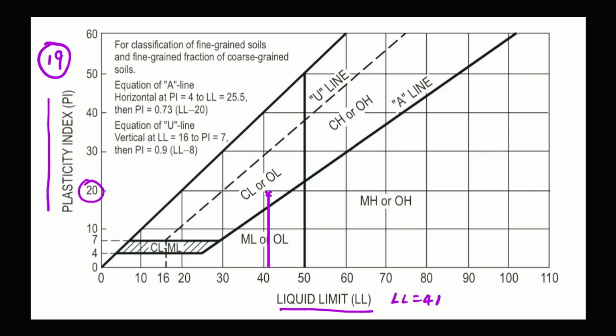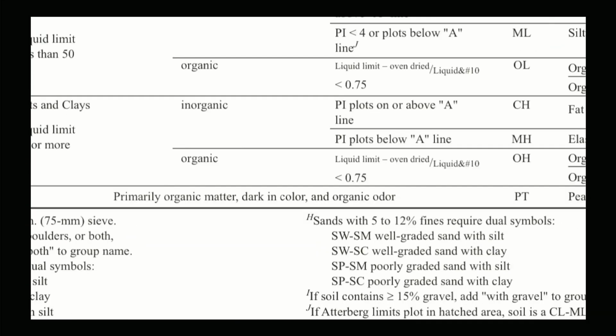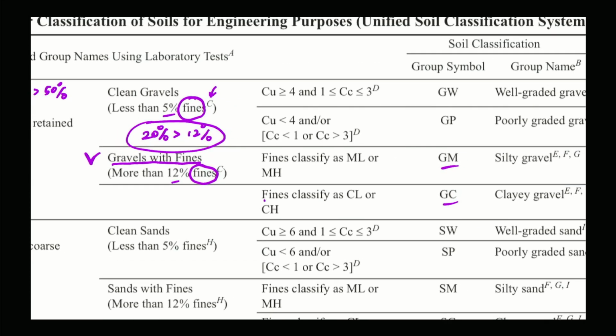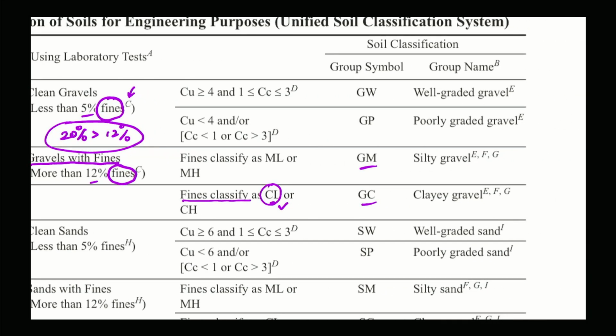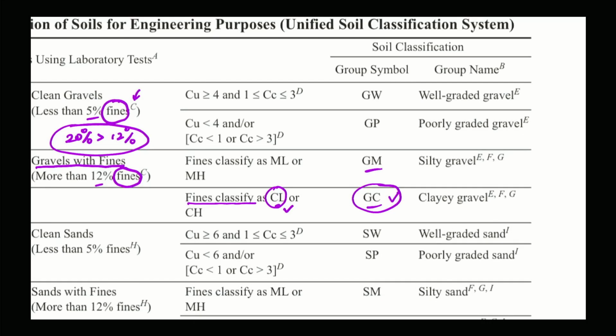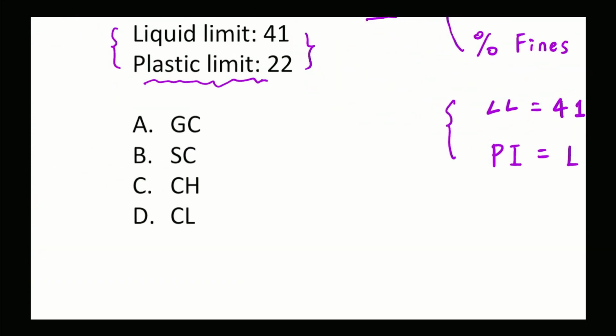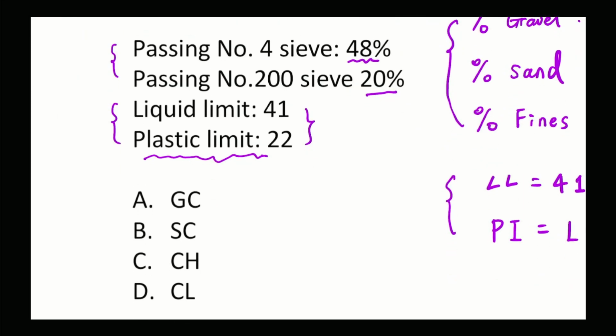And our fine will be classified as CL or OL. So CL lean clay, OL organic lean clay. But in most cases, we wouldn't consider our soil to be organic. So the soil would always be inorganic. So our fine will be classified as a CL. So with that information, let's go back to the table. Our fines will be classified as a CL. So this is a check. And then the final answer will be GC. So our symbol for the classification would be GC. So A is the right answer.